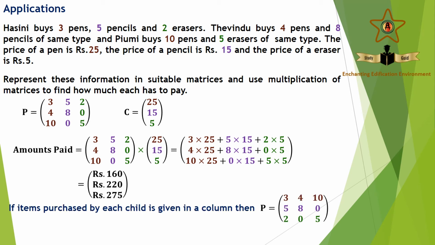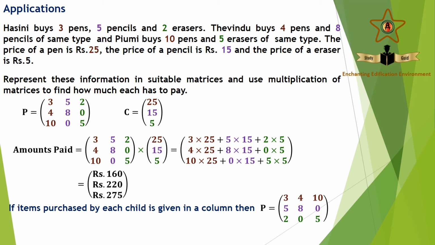Now if the items purchased by each child are given in a column, then our P is going to be 3, 5, 2. So the first column represents the items purchased by Hasini. Second column represents items purchased by Devindu. Third column represents items purchased by Pumi. Now the first P and the second P, although I have named them the same because this is the items matrix, we have the same information but they are not the same.